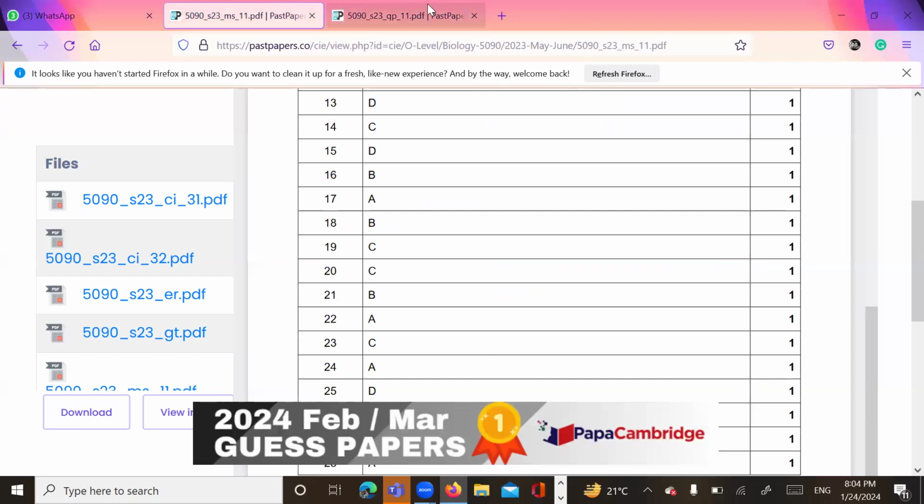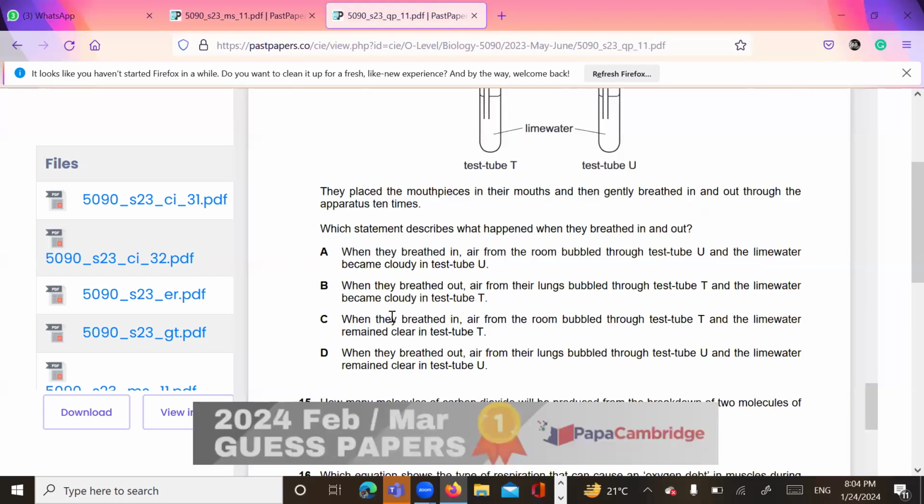Let's see. It's 14C. When breathed in, the room air bubbled through test tube T and lime water. Sorry, I made one mistake, I misread this answer. Since we're breathing in, air is taken from test tube T and we are taking in oxygen. We are not releasing carbon dioxide in test tube T, so it would stay clear. C is the correct answer.